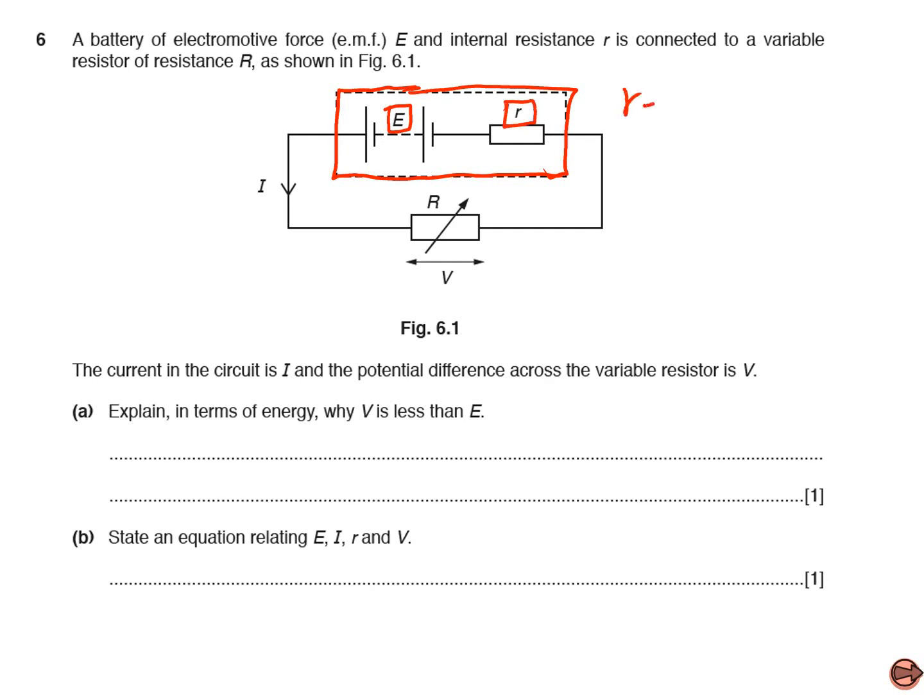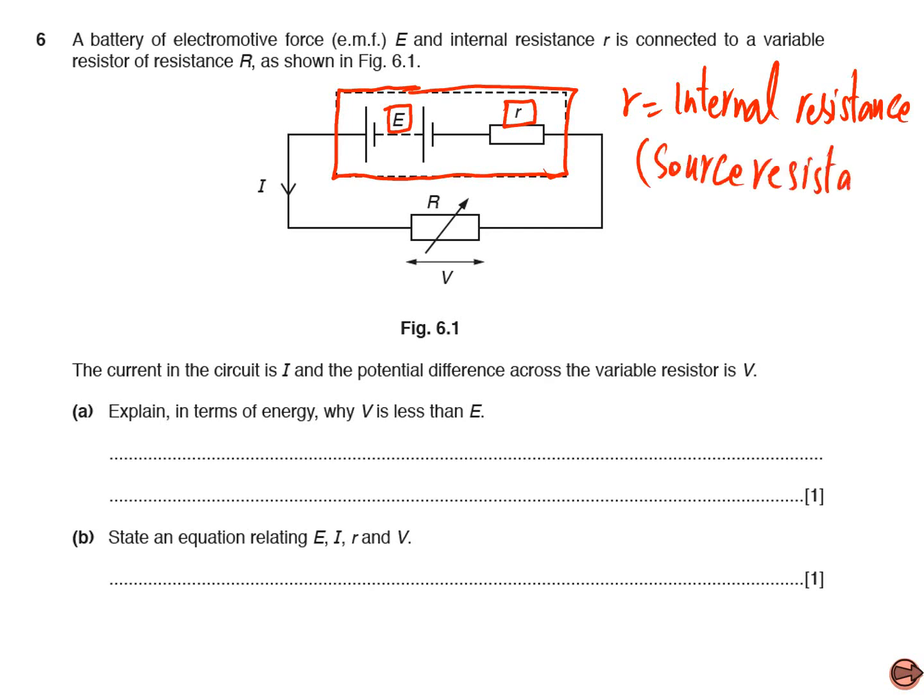So small r we use for internal resistance. You need to be quite familiar with this symbol. This resistance is also called source resistance because this is the resistance of the battery itself.